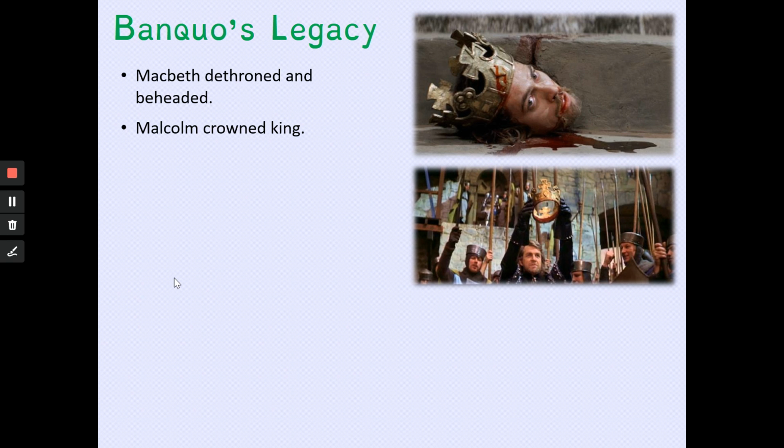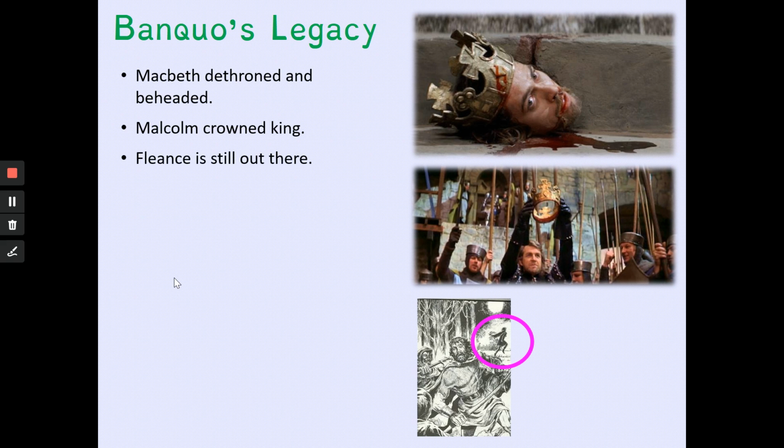So we might get the sense that because Macbeth has been purged and Duncan's son has been crowned, that everything's back to normal. Everything's actually okay again. It's as it should be. It's as it was at the start of the play. Okay, the rightful king is on the throne.